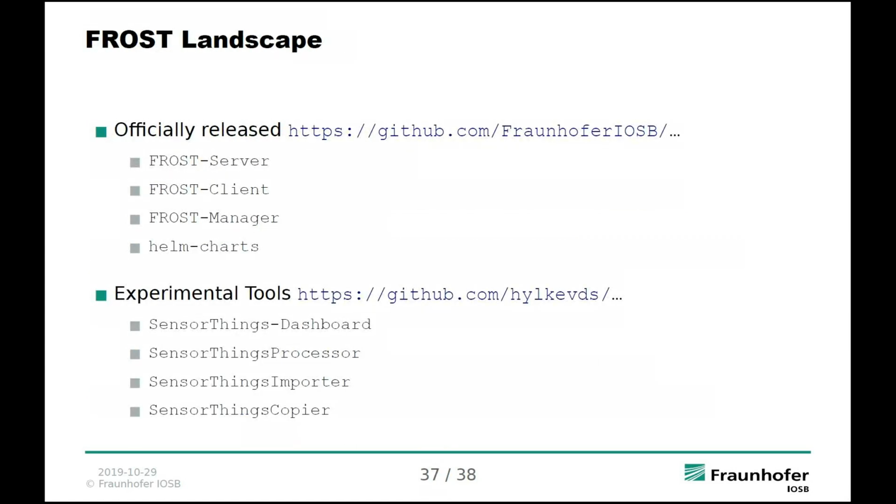And additional to the Frost server, we have some more software, which we call the Frost Landscape. We have officially released ones that are on our Fraunhofer ISD GitHub account. So we have the server, we have a client library in Java. We have Frost Manager, which is like a basic GUI to manage the entity, so creating things and so on, to actually browse your data and create new things. And we have Helm charts, which are needed for deployment in Kubernetes server clusters.